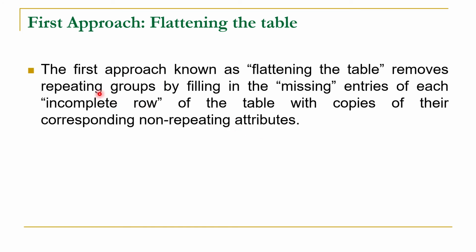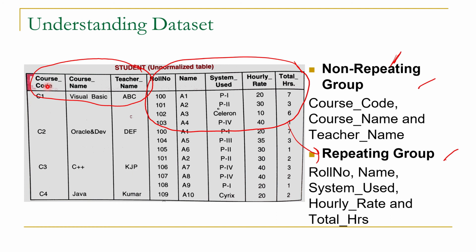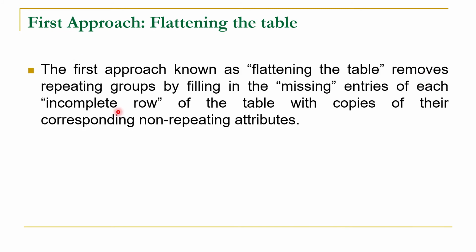So this definition involves the concept of repeating and non-repeating. Actually, we are removing the repeating groups by filling the missing entries of each incomplete row of the table with the copies of their corresponding non-repeating attributes. And we have just discussed that course code, course name and teacher name are considered non-repeating attributes, while roll number, name, system used, hourly rate and total are considered repeating attributes. So this process is talking about removing the repeating group by filling the missing entries of each incomplete row.